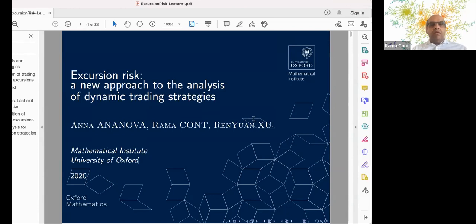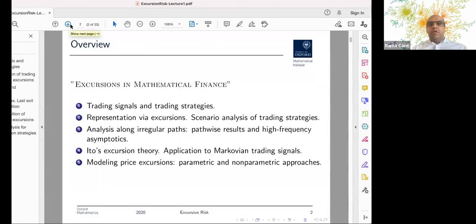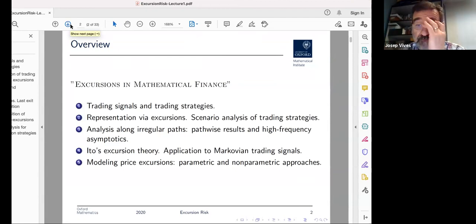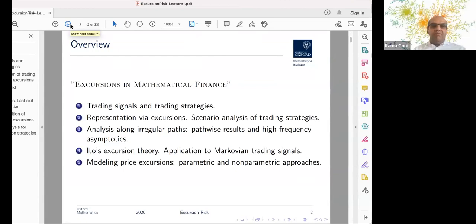Okay, can you see the outline? Yes. Okay. So this is an overview of what I'm going to cover. I entitled this Excursions in Mathematical Finance. Today I'm going to discuss the background and the motivation. Why are we talking about excursions? What kind of trading strategies are we interested in, and so on? And show you the link between trading strategies and excursions.